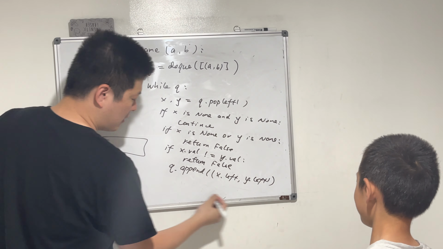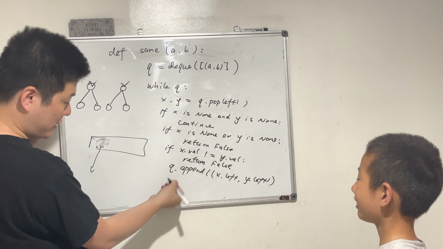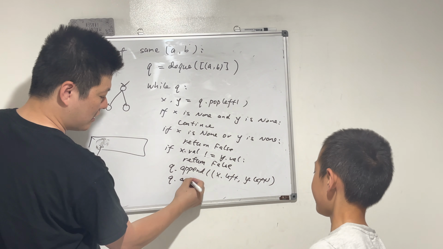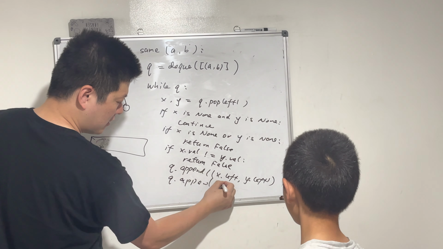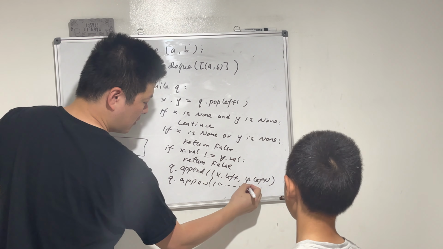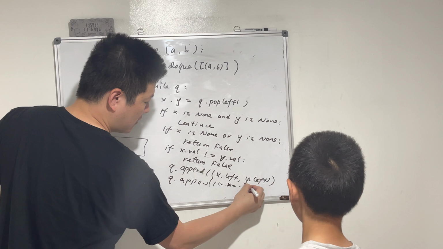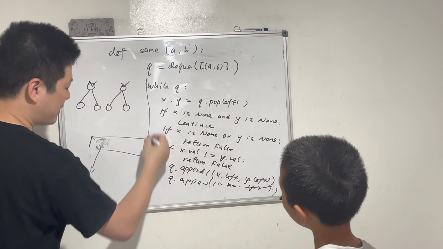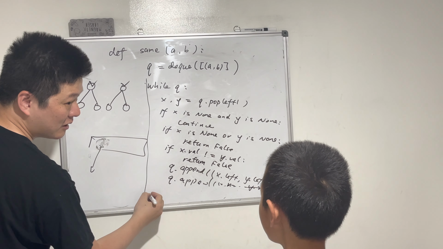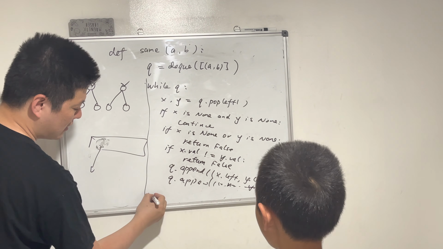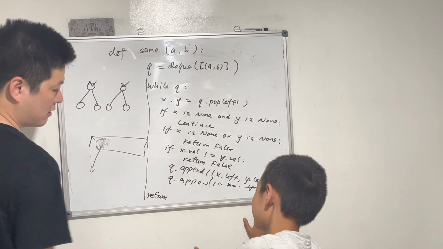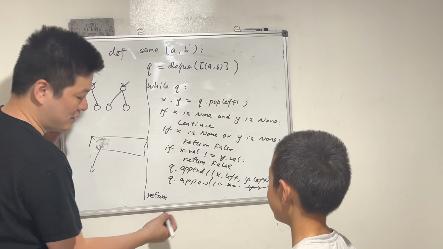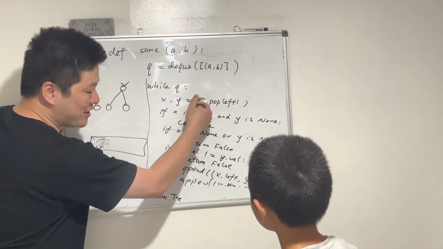I think you're doing it a little bit differently. No, it's the same, okay? Then Q dot append X dot right and Y dot right. Okay, and at the end, we finish all the checking. And here, what should we do? Return. I don't think you did the return. Oh yeah, that's why I put it here. Return true, because no violation was found here.